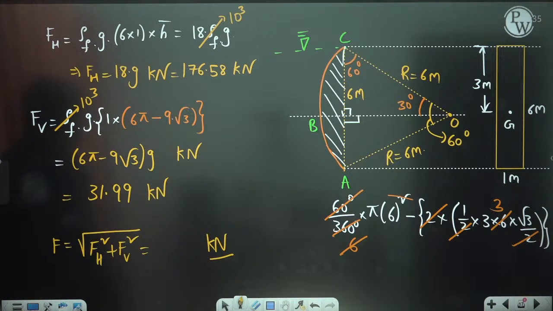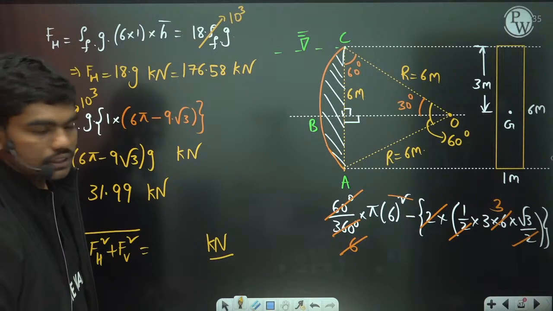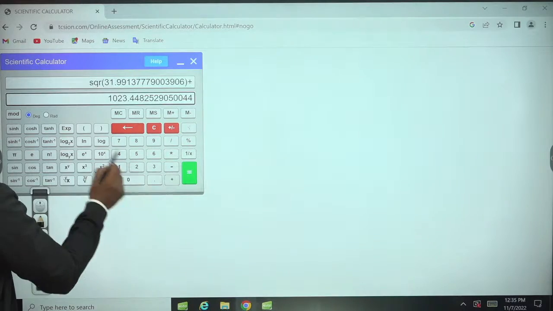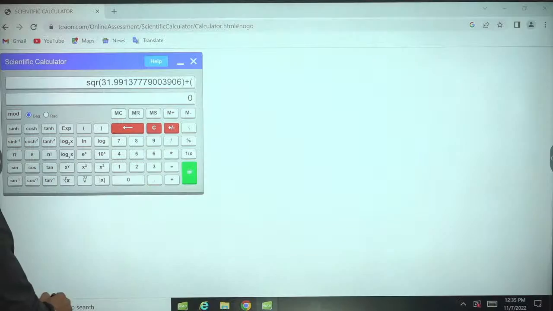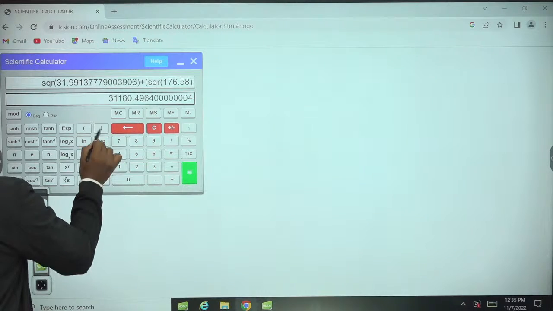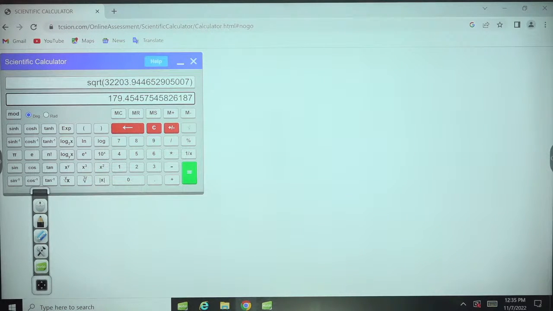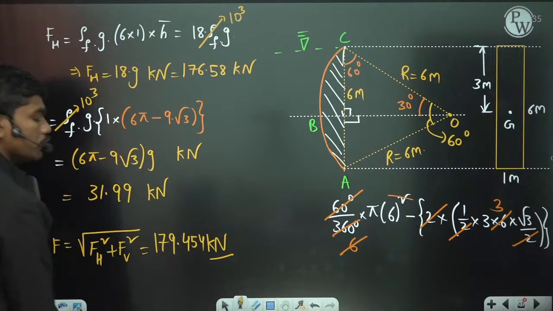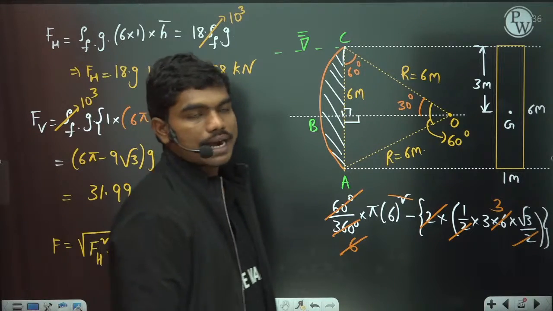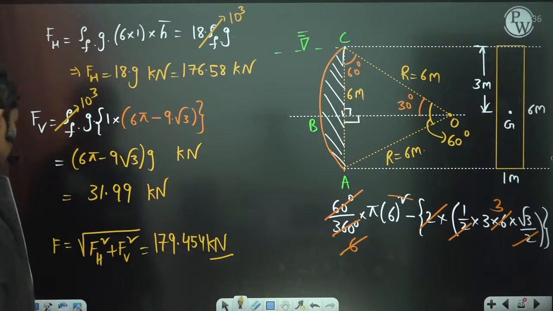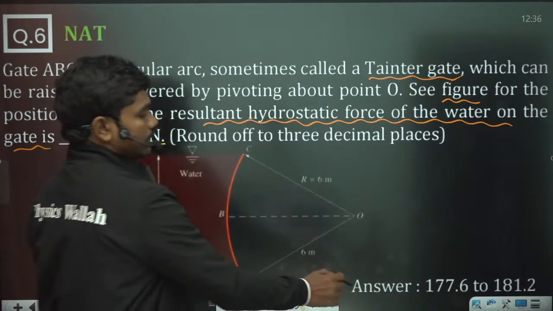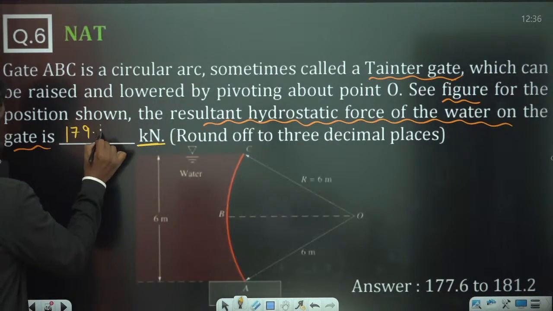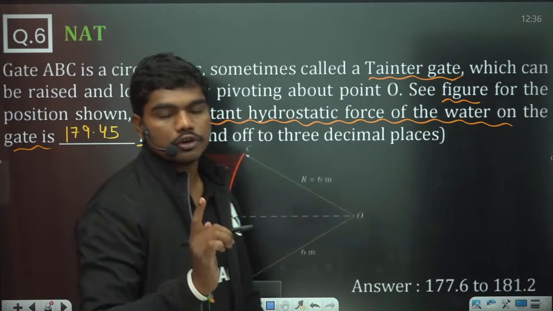So let us calculate. Sorry, 179.454 is what you are getting. Okay, you are telling the final answer. Let me check. So square of this value plus 176.58 whole square. If you simplify this and take the square root, it is 179.454 kilonewtons. So this is the total hydrostatic force acting on this curved gate, which is the tainter gate. 179.45 is in between these two values, so it is 179.45 kilonewtons.